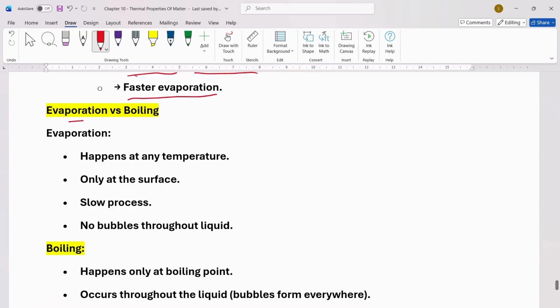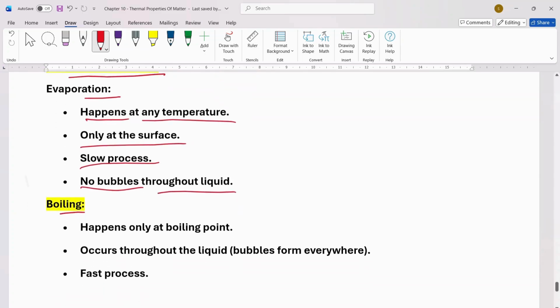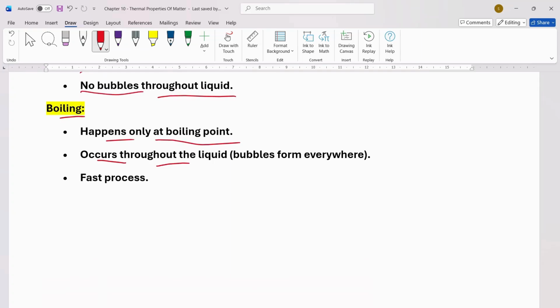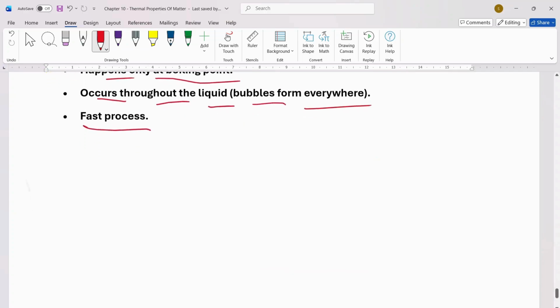Let's talk about evaporation versus boiling. Evaporation happens at any temperature, only at the surface. It is a slow process, with no bubbles throughout the liquid. Then we have boiling, which happens only at the boiling point, occurs throughout the liquid, bubbles form everywhere, and it is a fast process.